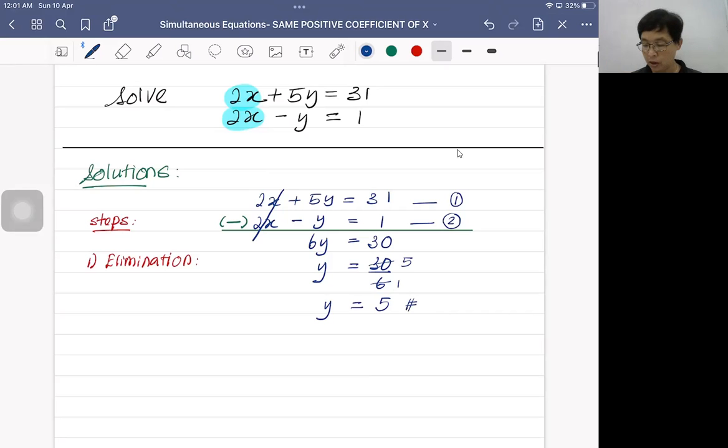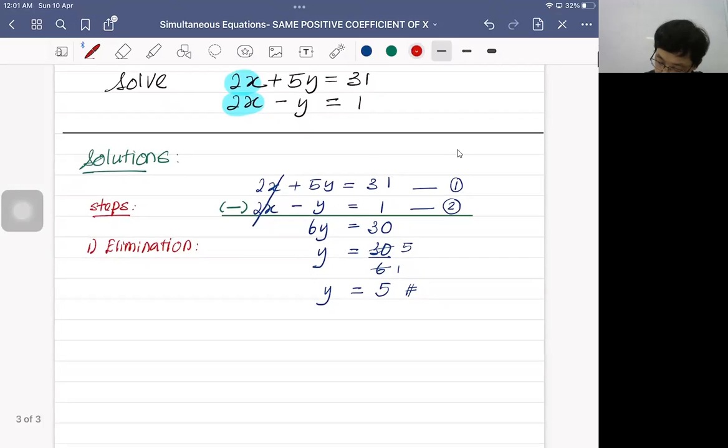But that's not the conclusion yet. You have just found out one of them. You found y. Now you are on the mission to find x. Therefore, let me put it down here. Your second mission is you solve for x.